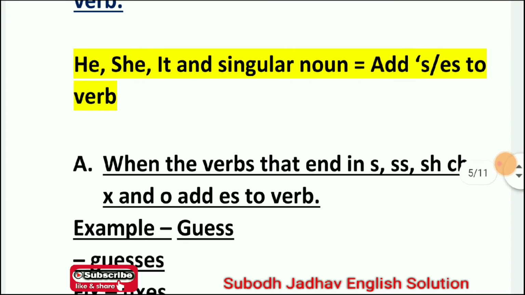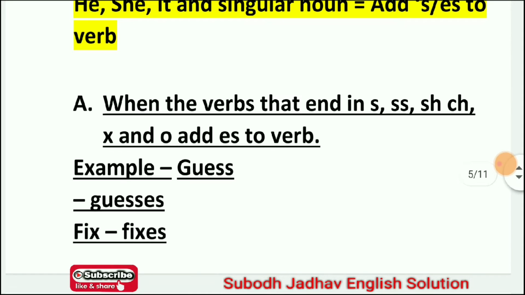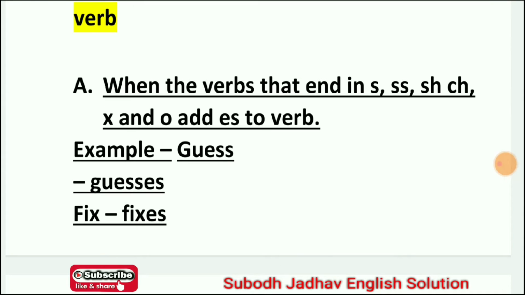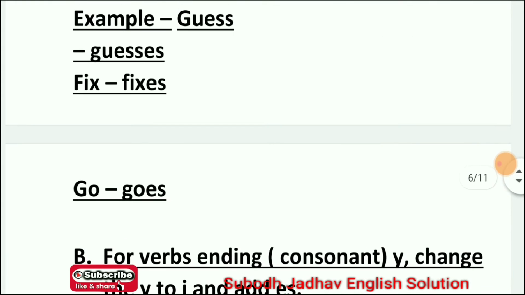But remember that he, she, it or a singular noun must be there; only then should you use es, otherwise there is no need. But when the verb ends with s, ss, sh, ch, x and o, at that time only you should use es. Guess, guesses: double s is there, therefore we write es here. Fix, fixes: we add es with fix because x is at the end. Go, goes.